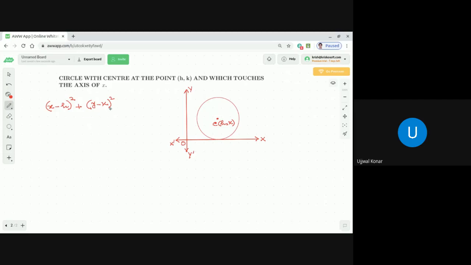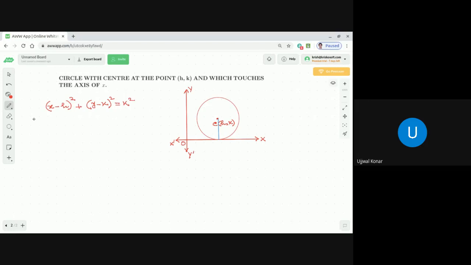And then the radius will be what? Sorry, the radius will be k, correct or not? If you see, the y coordinate is going to be the radius. So if I draw it in a different color, this particular length, which I draw in blue, is going to be the radius, and that value is k. So what can we write here, dear students? We can write this is equal to k square.